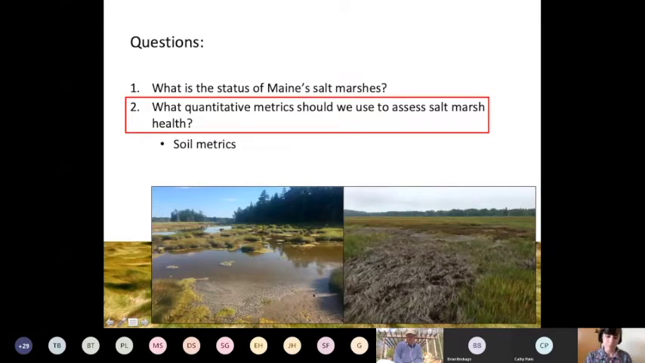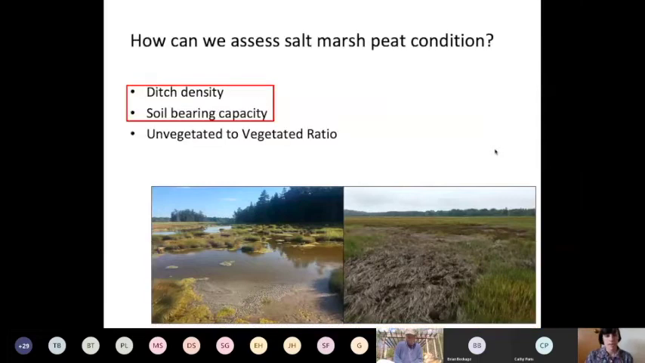So, we assume that when these areas become unvegetated like this, they will lose the integrity of their peat and kind of slump and subside. But few studies have looked at how to measure this. And so with that in mind, I chose 3 peat-centric metrics to focus on in this project. And now I'm going to tell you about 2 of them.